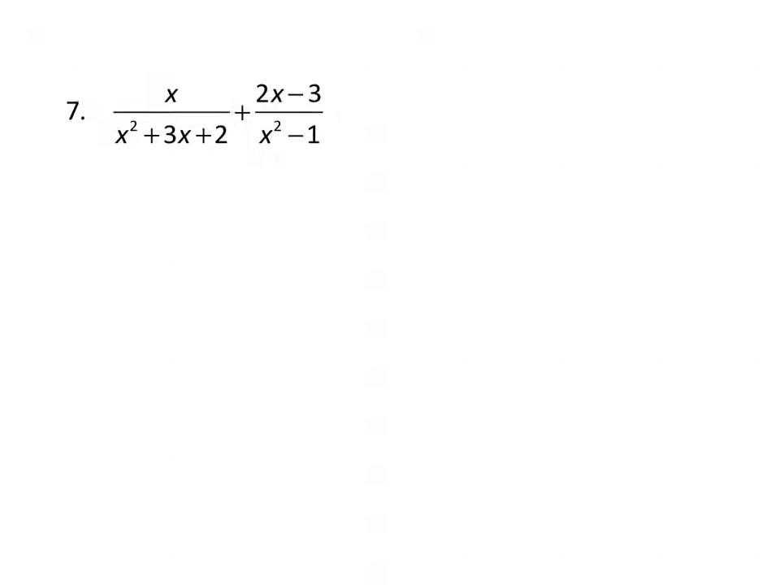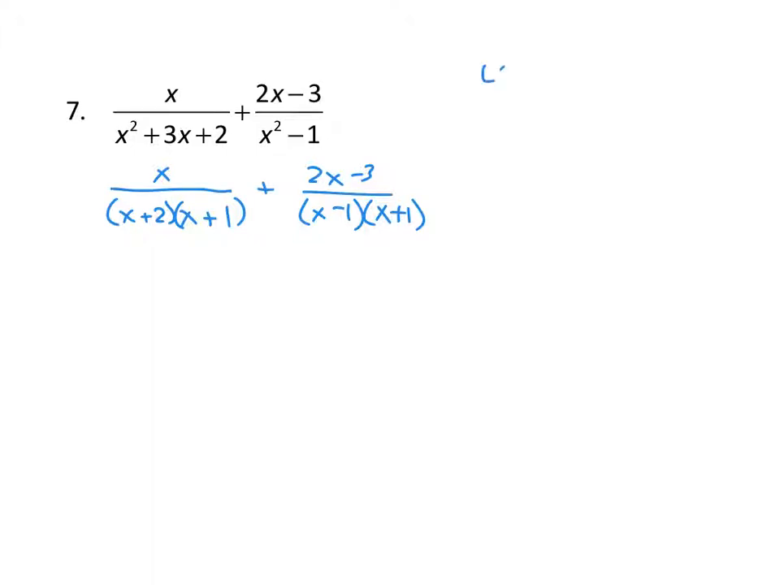So in this one, first I want to factor the bottoms so I can identify what factors we have. So I'm going to rewrite these in factored form, and we get x and 2 and 1, and if we add them both, that should work. In the next one, we have a difference of squares, x minus 1 and x plus 1.